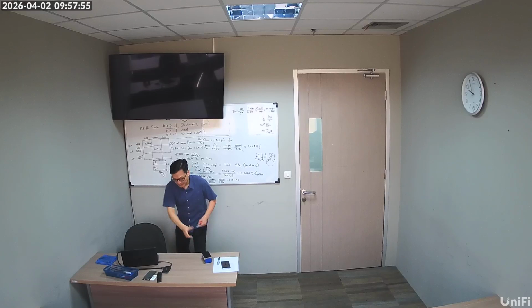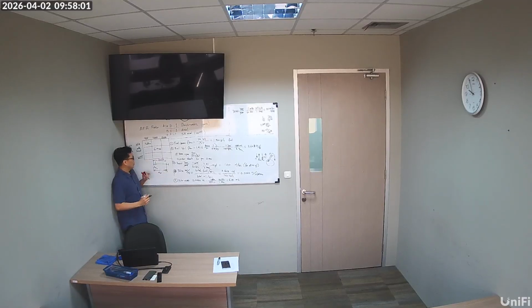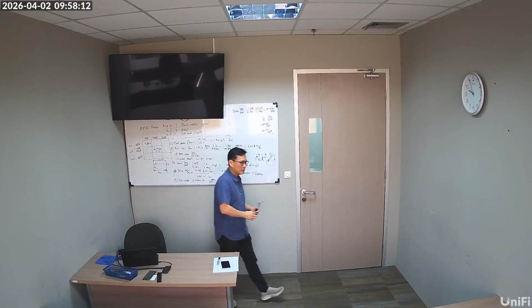So if this number is 40, what's the duty cycle of this? 15%. Which is a realistic number for cruising.